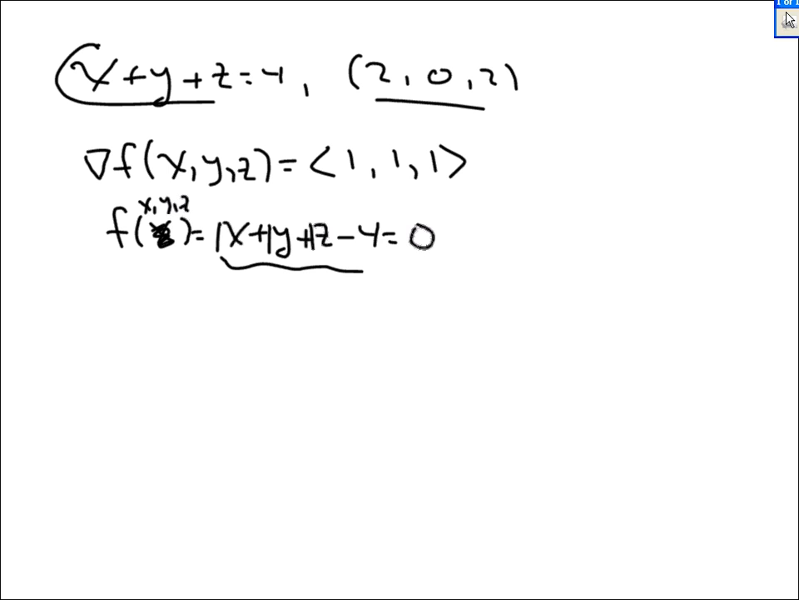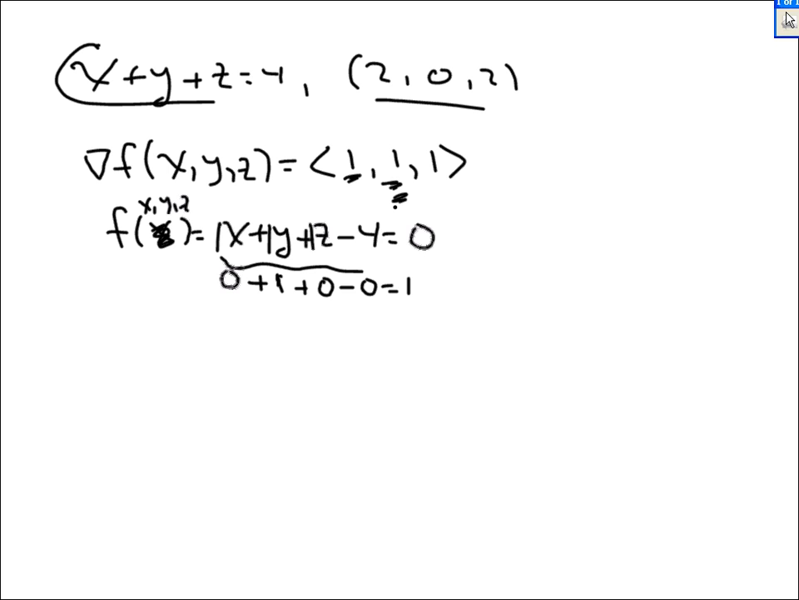Alright. With respect to x, the derivative of x is 1, the derivative of y is 0, and the derivative of z is 0. So that's why I had 1. 1 plus 0 plus 0 is 1. With respect to y, the derivative of x is 0, plus the derivative of y is 1, plus the derivative of z is 0, and of course the derivative of a constant is 0. This is 1.